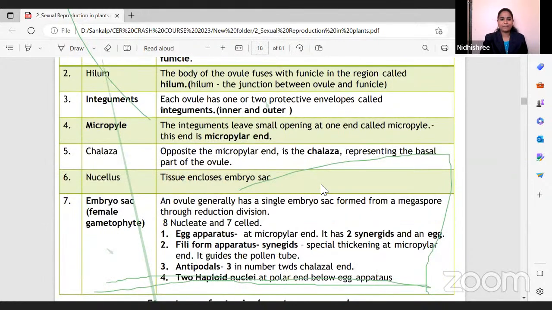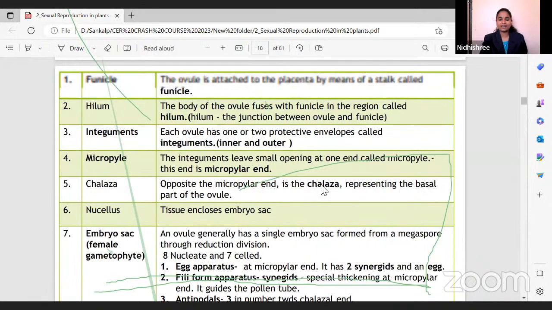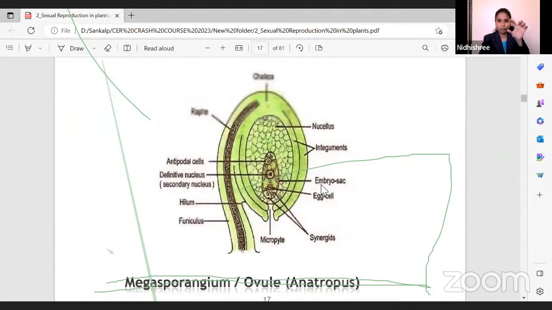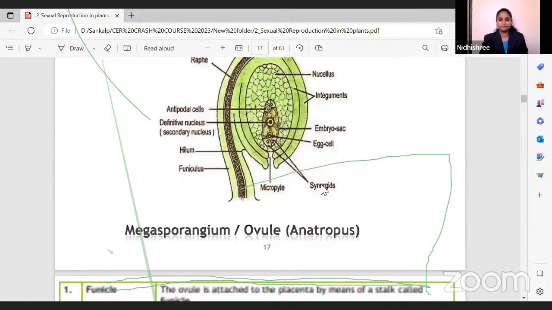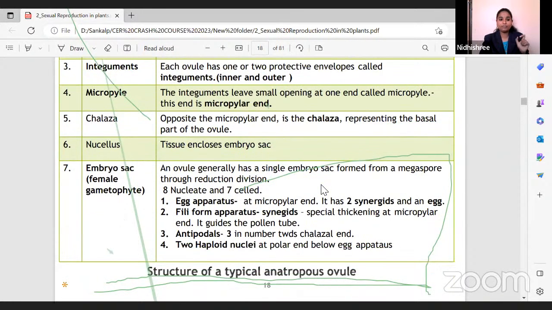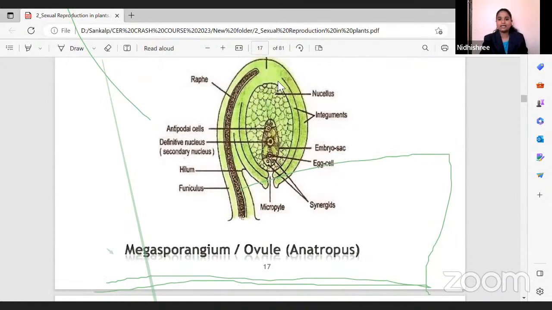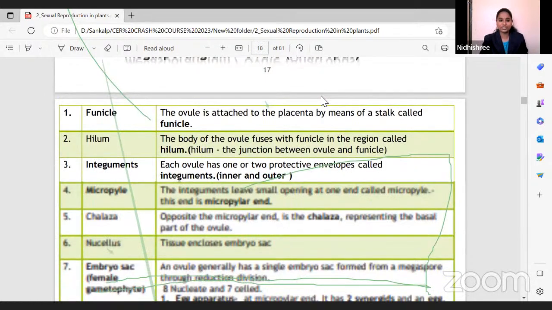Fine. Micropyle. Chalaza, opposite to micropylar end. Opposite to opening eniratala, it is called chalaza. Next. Yeah. Nucellus, tissue encloses embryo sac. Very important term, nucellus. Tissue encloses embryo sac. Embryo sac na yav tissue cover madirato, adakke nucellus anta antare. Not nucleus, it is called nucellus.